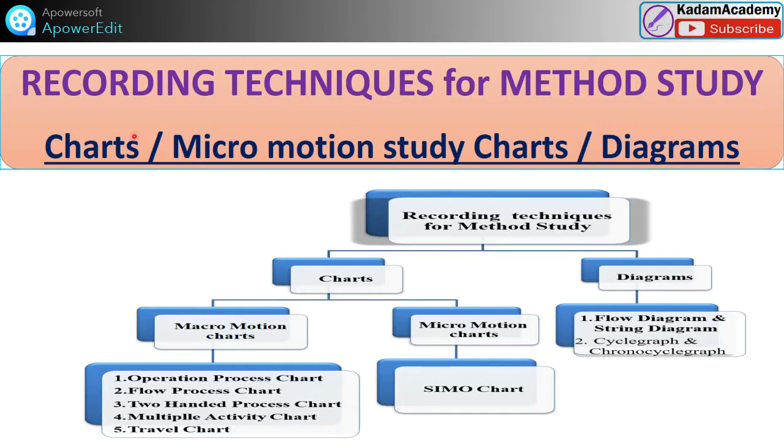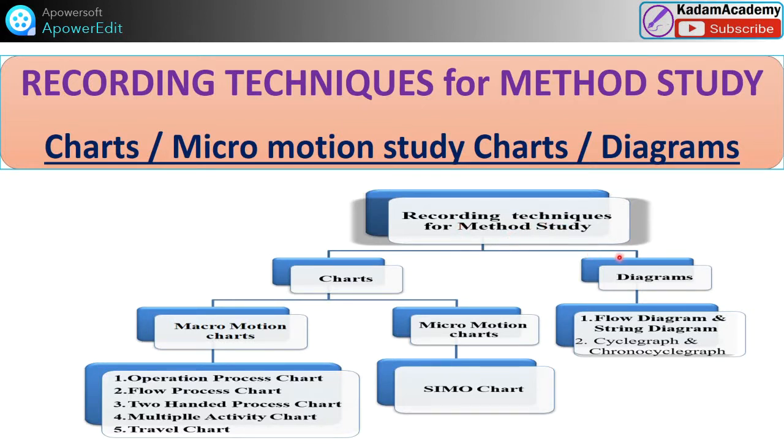Friends, today we are going to study the recording techniques for method study. Various method study techniques are there. In method study, we have different steps. First, we have to select the job. In the second phase, we have to record the work related to that method. The operator will operate. Different recording techniques are shown to you.